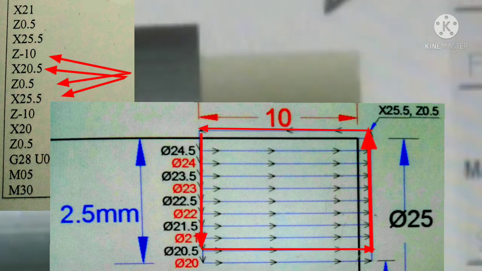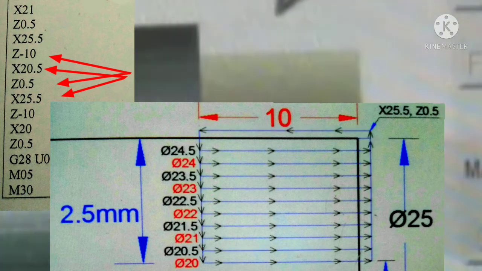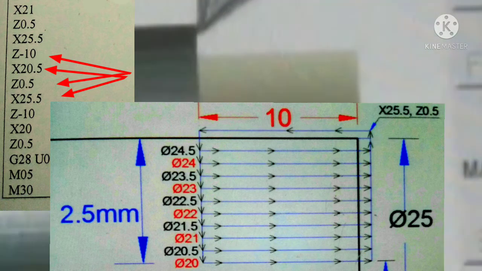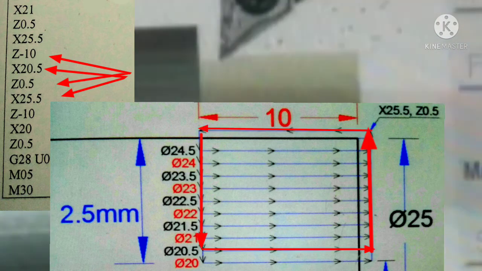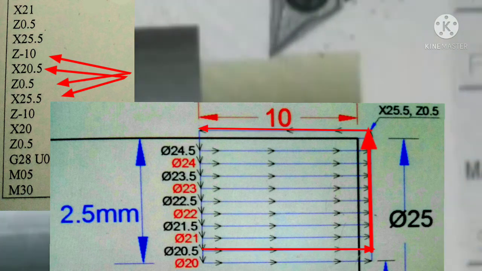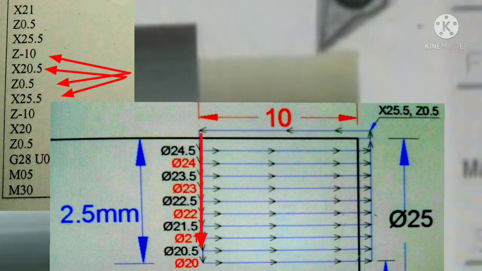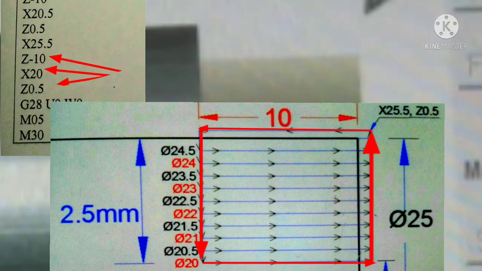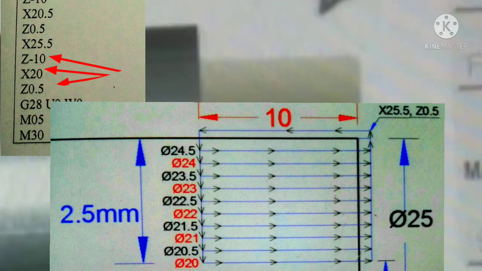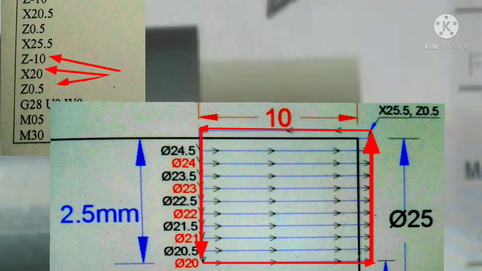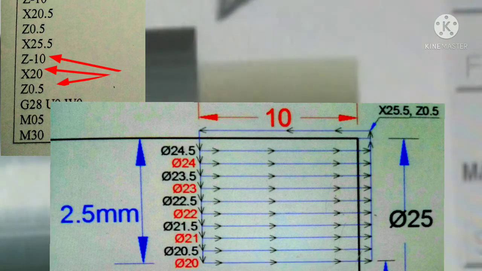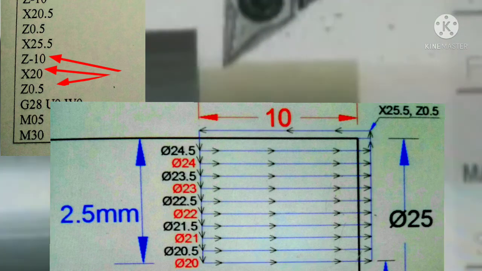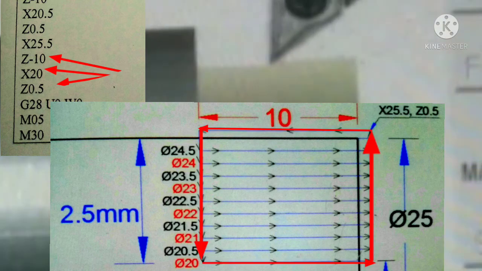Again the tool will come back to the left side for the point Z minus 10, and then adjust the diameter X20.5, and after that it will go to the initial point by cutting the workpiece. And now again the tool will go back to the left side for Z minus 10, and then adjust the diameter X20, and after that it will go to the initial cutting point, that means Z0.5.